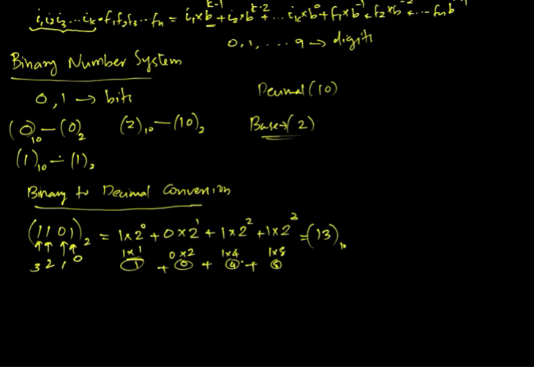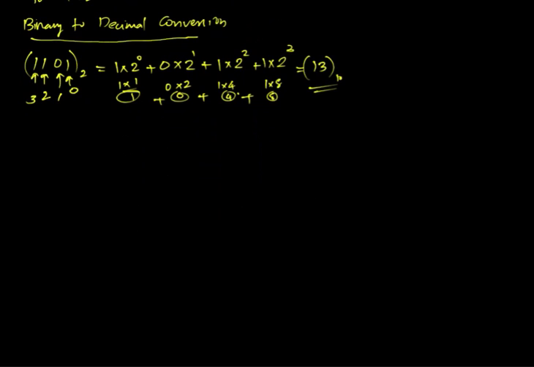So this is the way we can convert a binary number to a decimal number. Just expand the number in terms of the base, or represent the number as the power of the base, and do the calculations. Then you will get the corresponding decimal number.